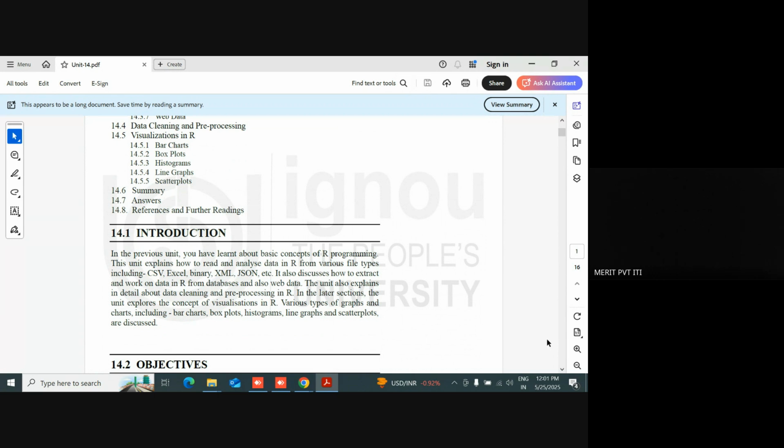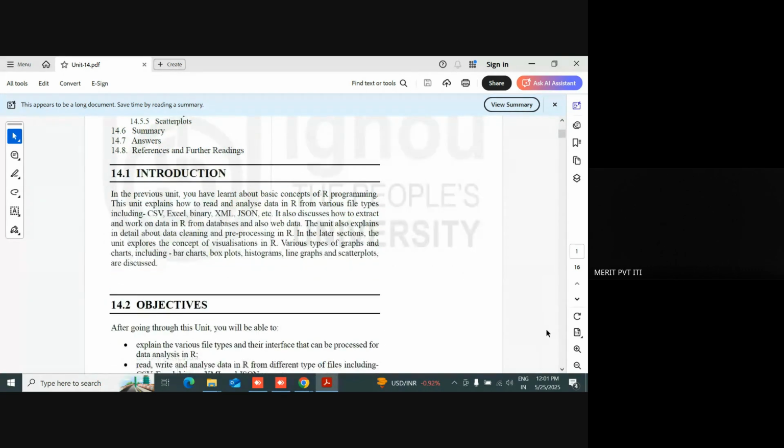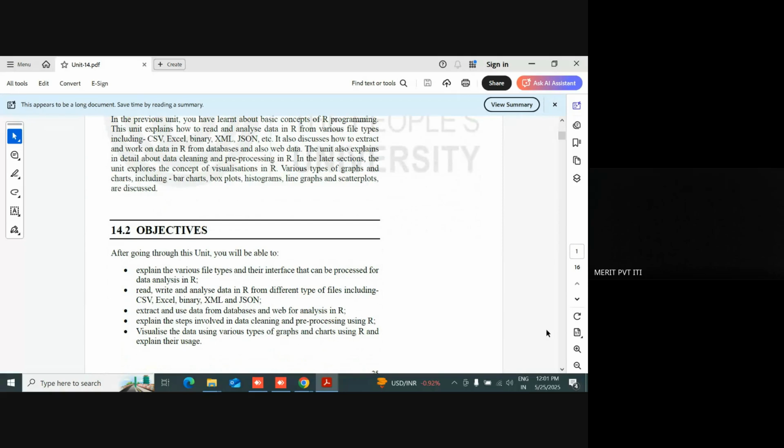What things are there in R programming: CSV, Excel, binary, XML, and so on. You are supposed to explain the various file types and their interfaces that can be processed for data analysis in R. Read, write, and analyze these. You can read all this. Visualize the data using various types of graphs and charts using R and explain their uses.